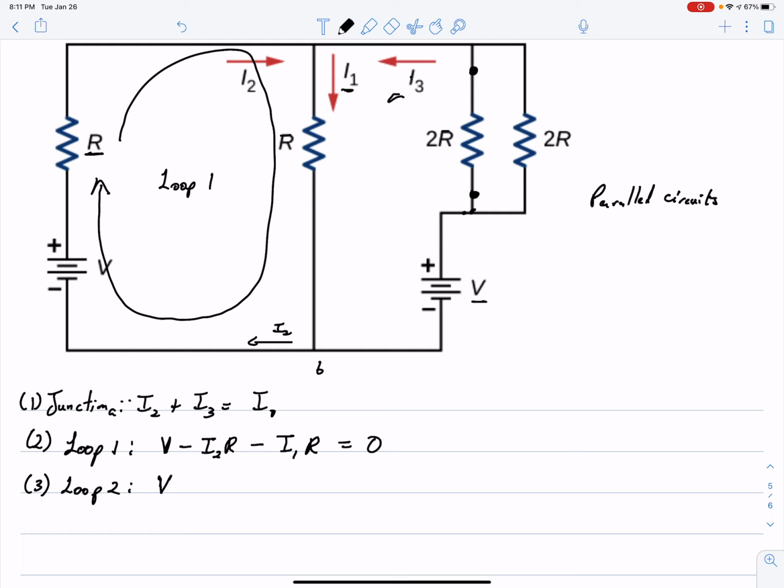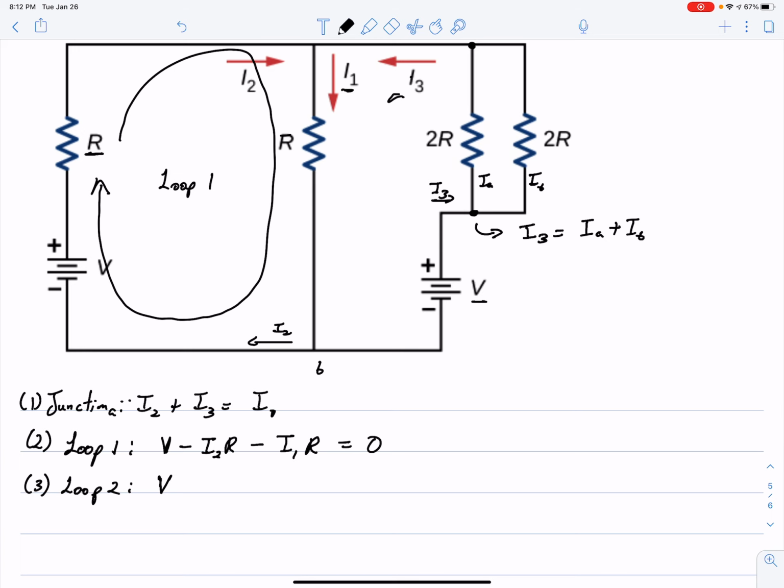Okay? But the current changes because, just like the junctions, in here I3 is split into 2 different currents. And I'm going to call this IA and IB, all the way up to when they meet here, where they form again as I3. And if you have any doubts with this, just remember the junction rule. I3 equals IA plus IB.